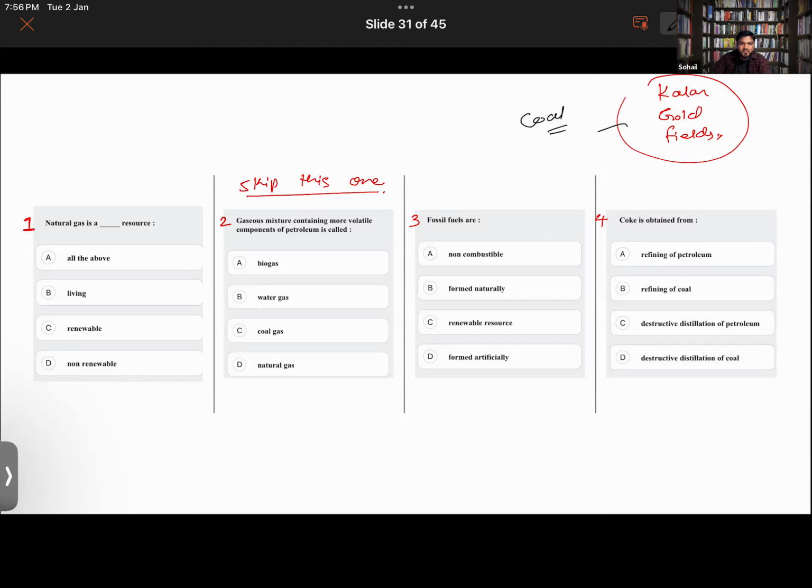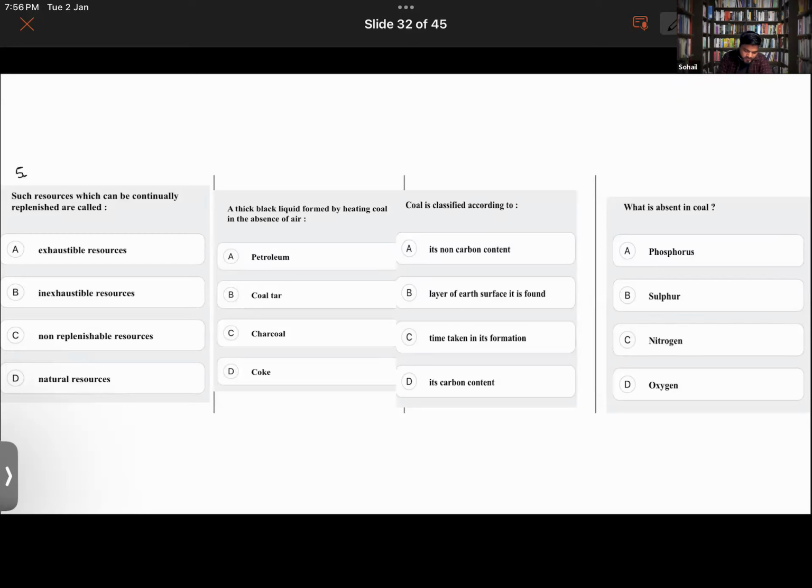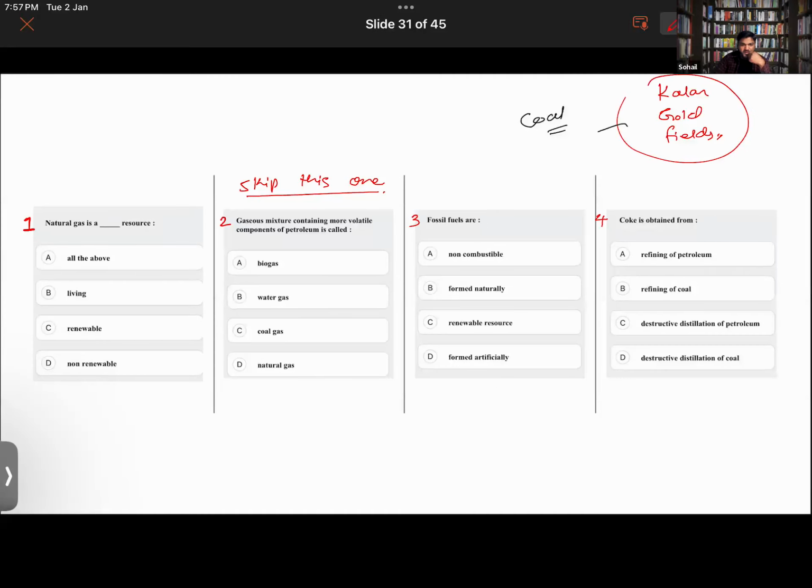Moaz, be quick now. Guys, I'm waiting. No need to write the words, just write the options. Shall I move ahead then? There are some more questions. Questions 5, 6, 7. All the questions are related to coal, so all of you have to answer. Ahmed, also mention the numbers. Let me check Moaz's answer, I will skip for 1 minute.